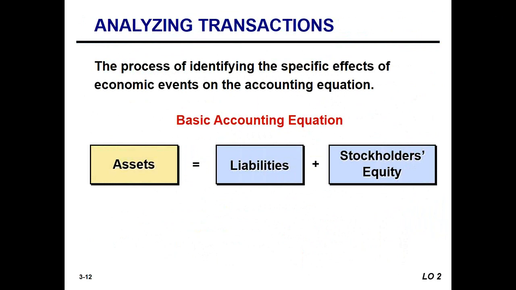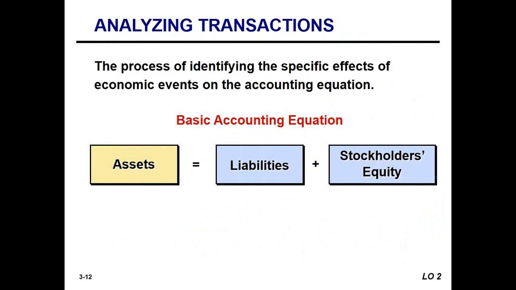Assets are things you own. Liabilities are things you owe. Stockholders' equity is the combination of stock, retained earnings, which all come together to make this equation balance.